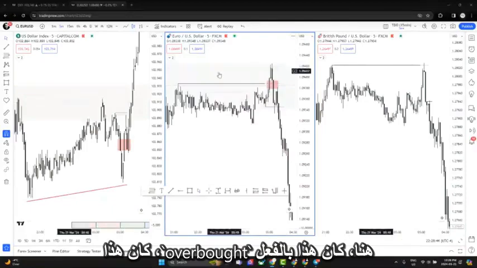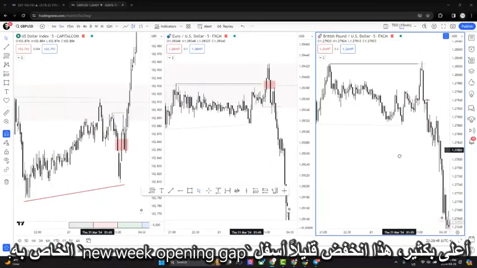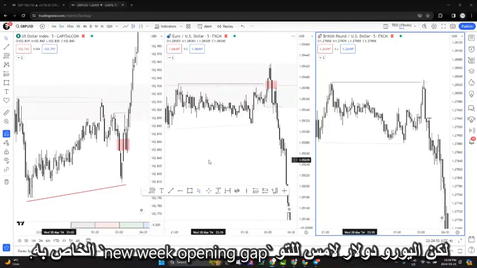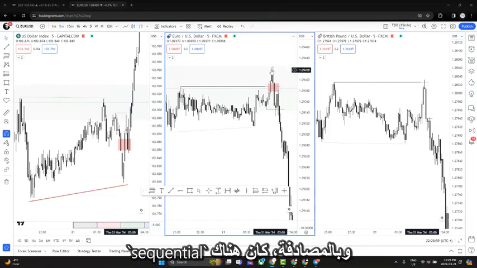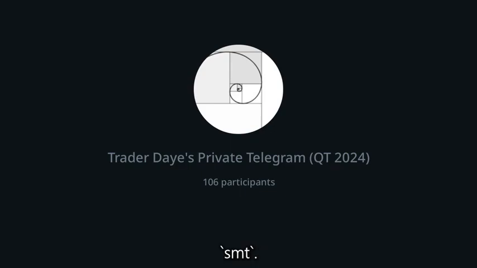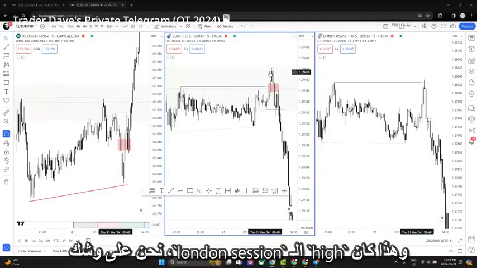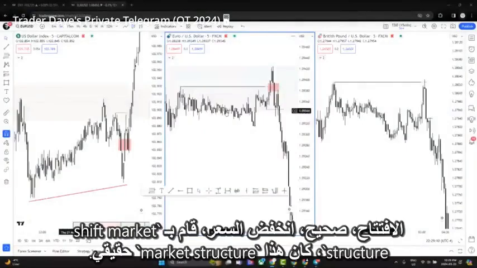This was already overbought. This was way over. This fell a bit below its New Week opening gap, but the euro dollar just met its New Week opening gap. And coincidentally, there was sequential SMT, right? This was the Asian session's high. This was the London session's high. We're above true open, right?